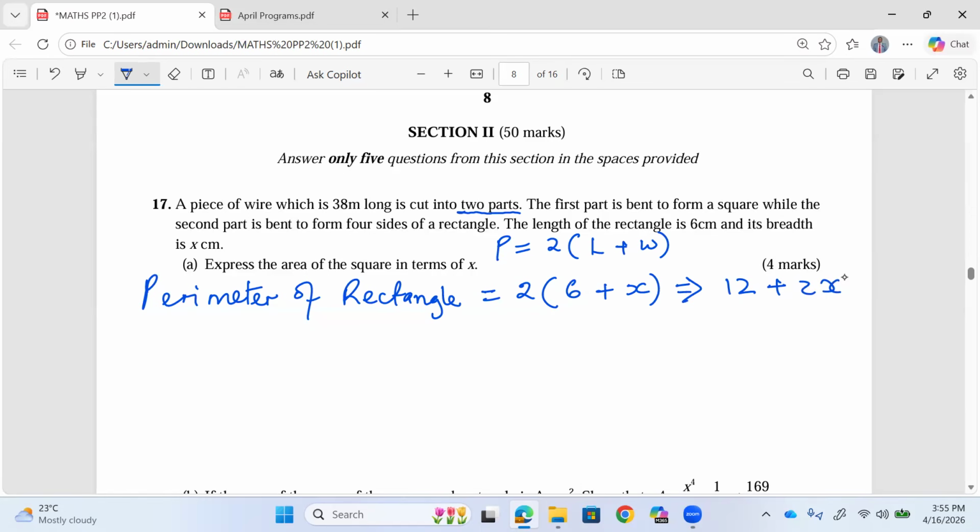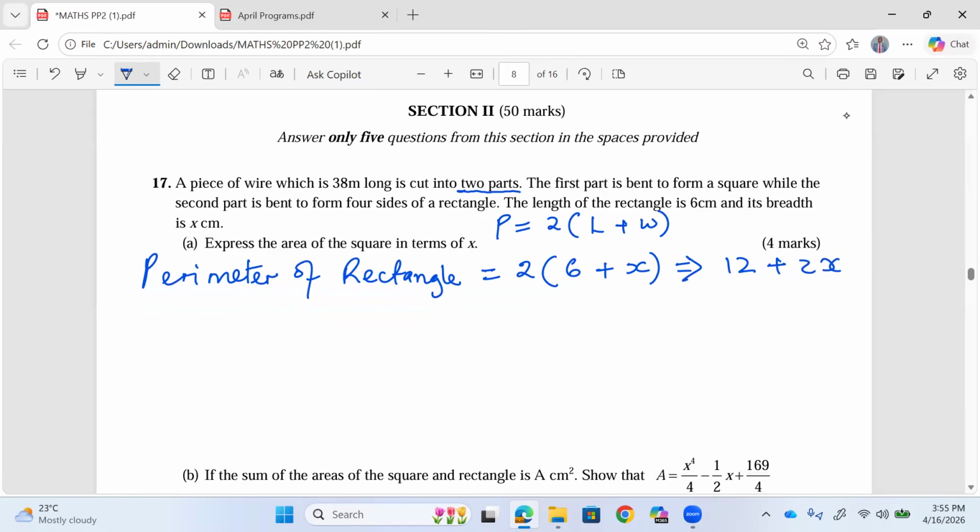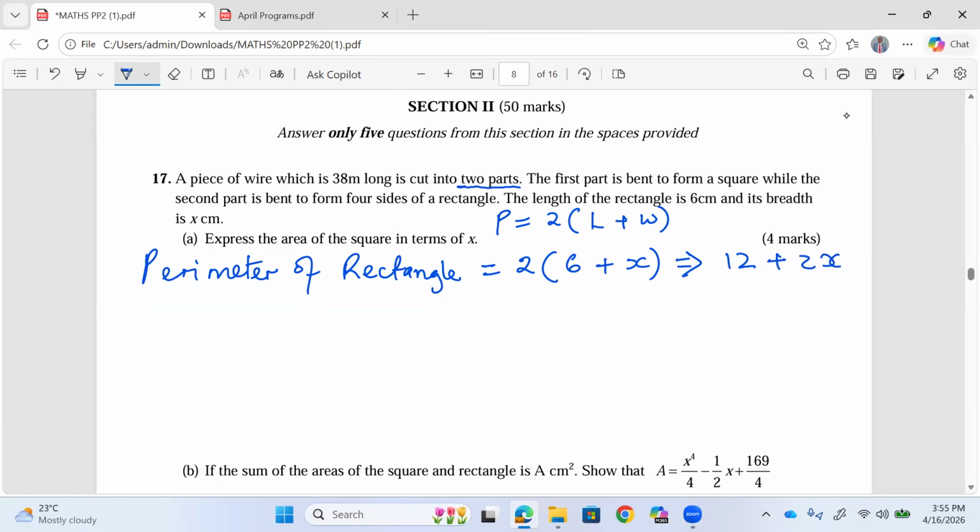Now, if we have the perimeter of the rectangle, we can also find the perimeter of the square, because one part was bent to a square, the other one is bent to a rectangle. Now, look at it this way. Perimeter of square shall be, remember the total length was 38. So the two of them are supposed to add up to 38.